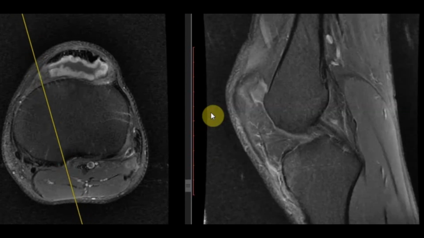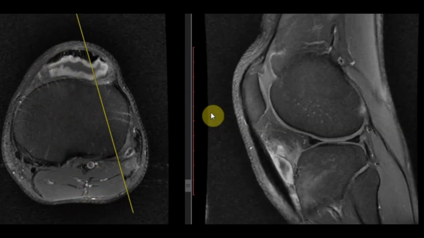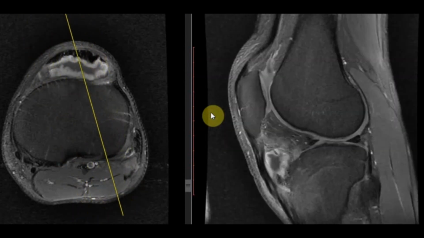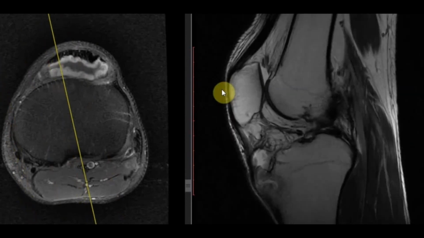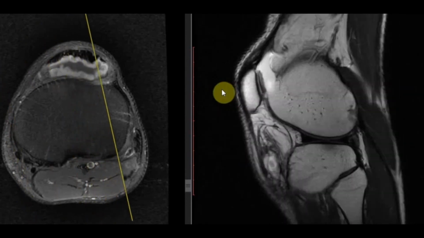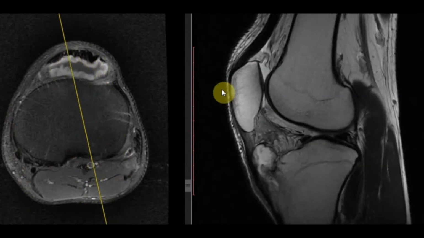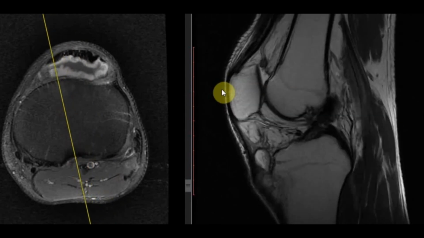So this patient is having osteomyelitis involving the tibial tuberosity with adjacent abscess. And the rest of the structures of the knee joint are normal. There is no obvious joint effusion. You can see the joint effusion in T2 weighted sequence. So there is no obvious joint effusion, very minimal joint effusion is seen, and the rest of the joint appears normal.